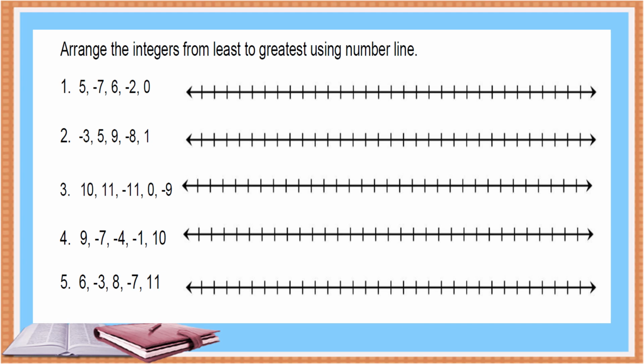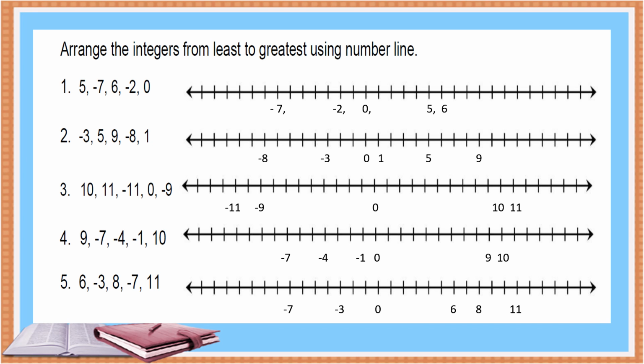Now, let us arrange the integers from least to greatest using number line. So when we say least to greatest, from the number with the smallest value up to the number with the greatest value. Arranging the following sets of integers from least to greatest. Number 1, we have negative 7, negative 2, 0, positive 5, positive 6.